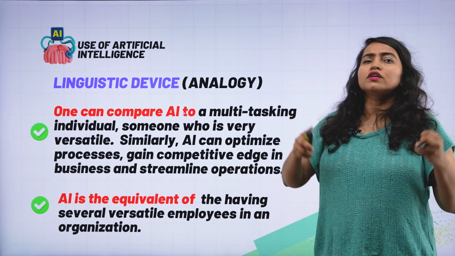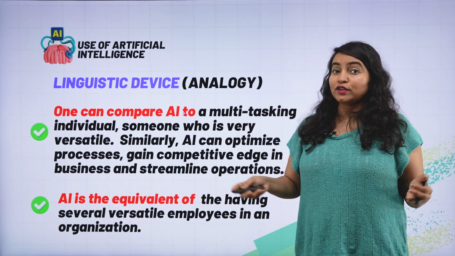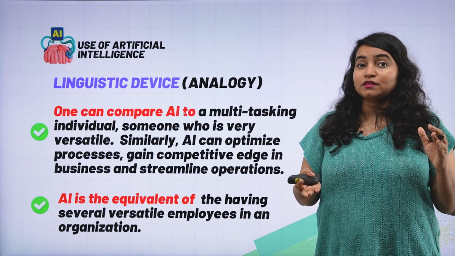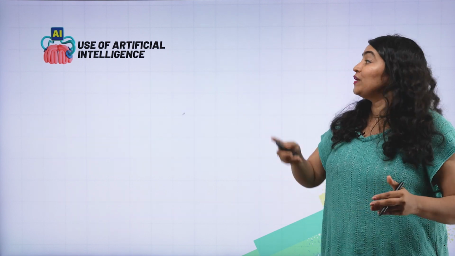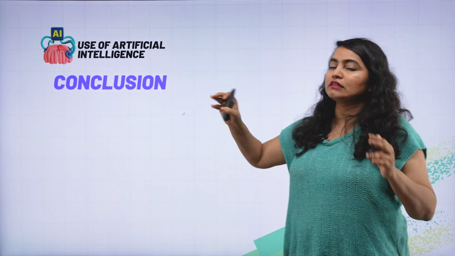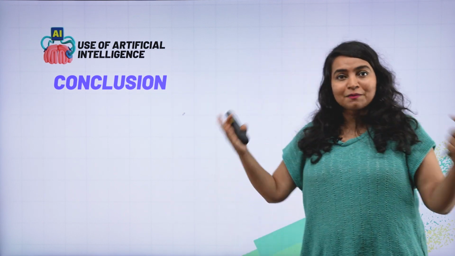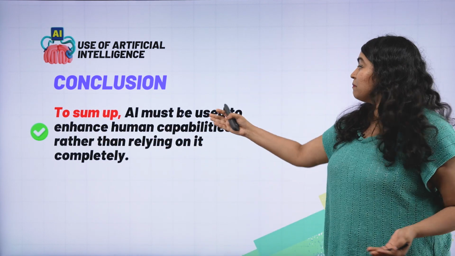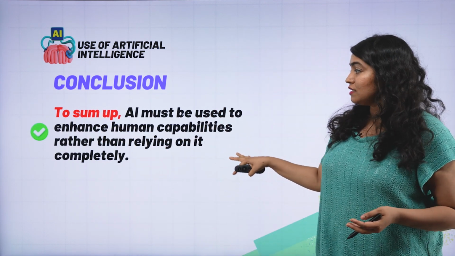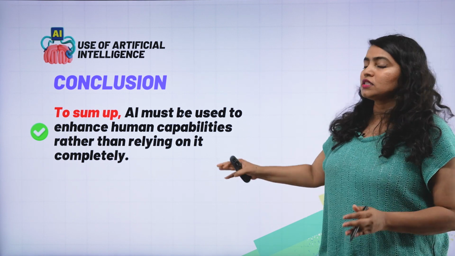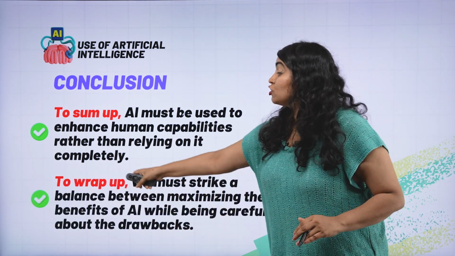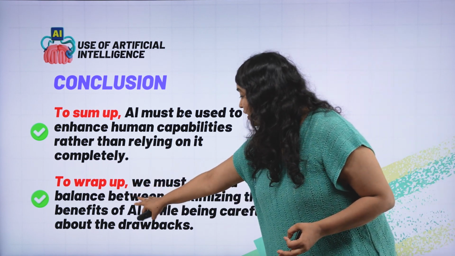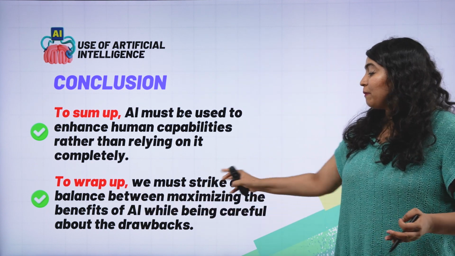So now tell me, how do you conclude your presentation? There is one way to do it, right? Or let's think about the cheeseburger. The bottom of the cheeseburger is nothing but the bun. And therefore, we conclude our presentation by having a great conclusion because we have to summarize things very well, right? So therefore, you can say, to sum up, AI must be used to enhance human capabilities rather than relying on it completely. Or you can say, to wrap up, we must strike a balance between maximizing the benefits of AI while being careful about the drawbacks.